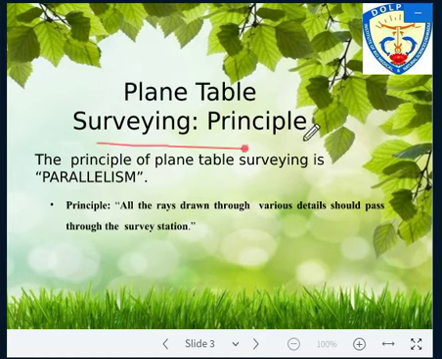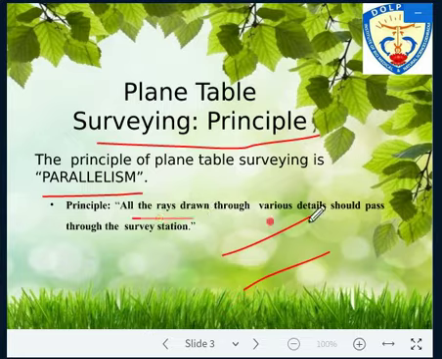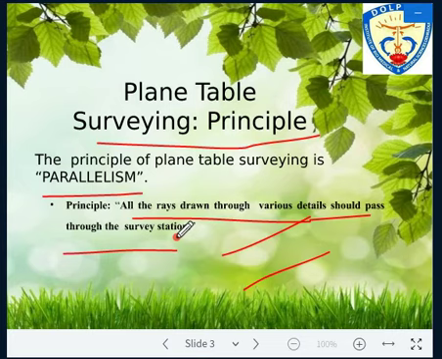So what is the basic principle that has been used here? The principle that has been used here is parallelism, right? So parallel lines, you know that parallel line, fine. So that is the principle to be used here. Let me simplify it for you. You read this principle: all the rays drawn through various rails should pass through the survey station, right? Or let me simplify more. What is the basic meaning of this parallelism?